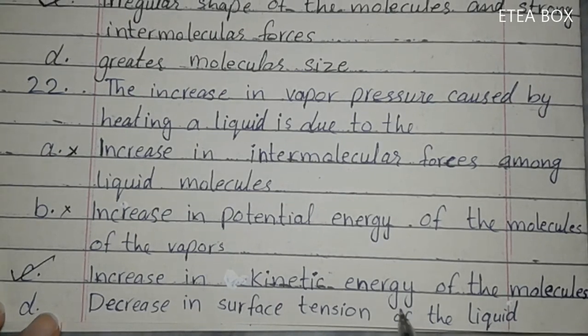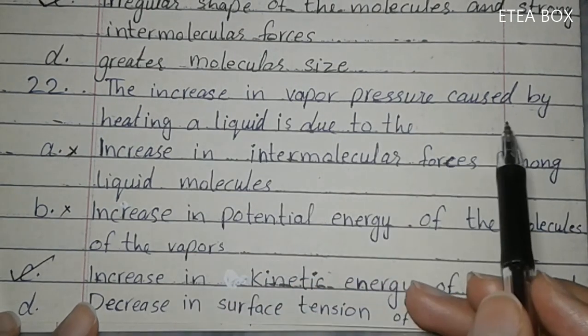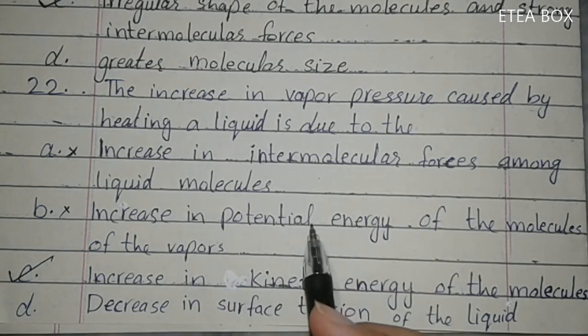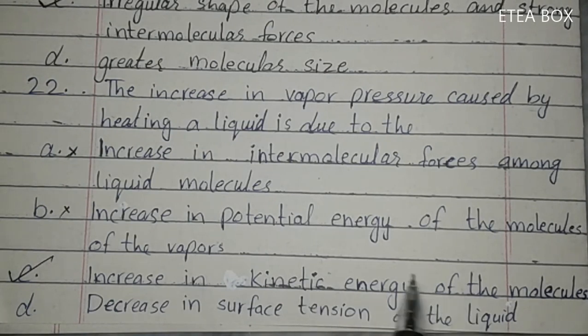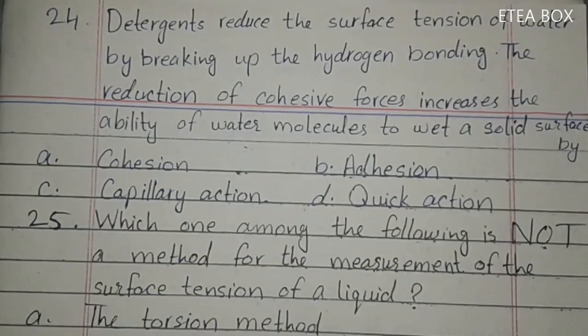When the kinetic energy of the molecules increases, they have greater energy to escape from the surface of the liquid and be converted into the vapor state. So when we heat a liquid, we increase the kinetic energy of the molecules, and in turn the vapor pressure also increases. Option C is correct. 24.